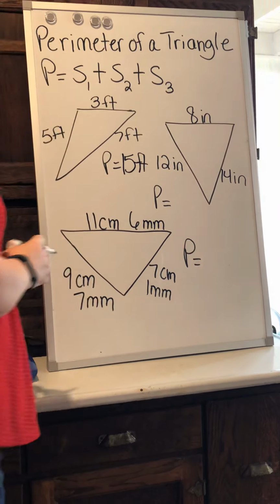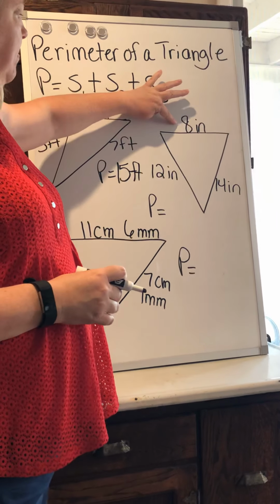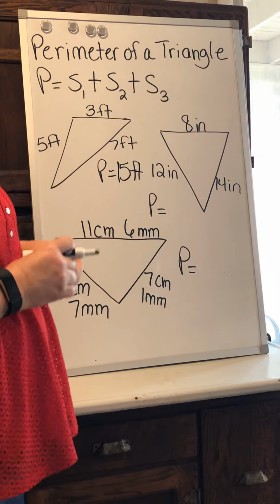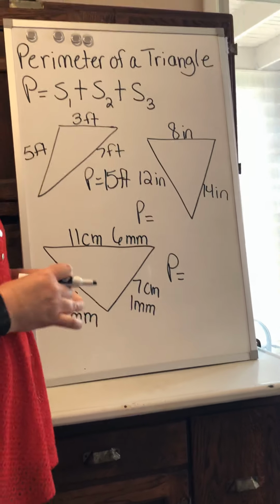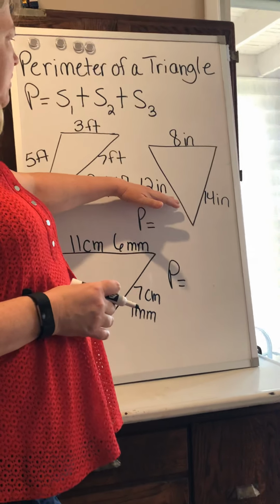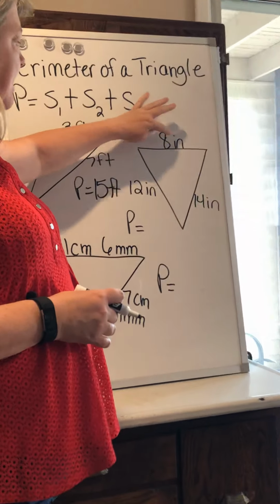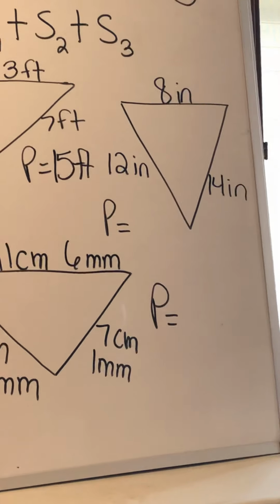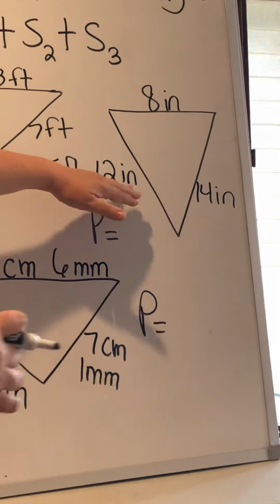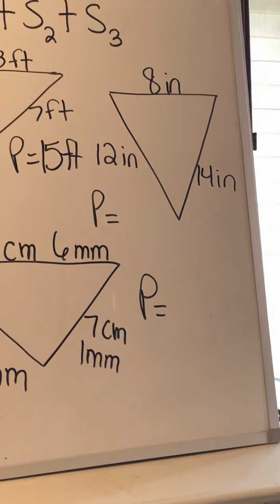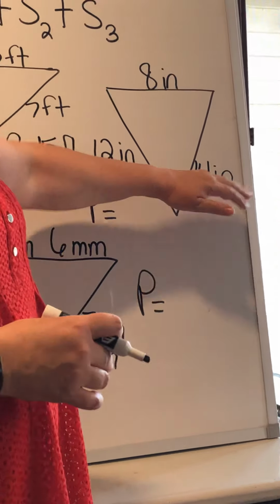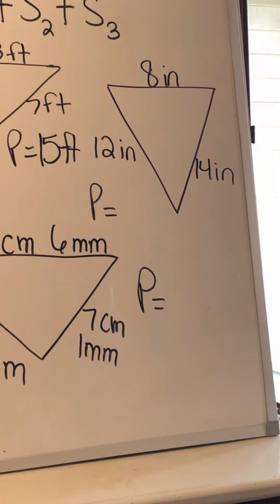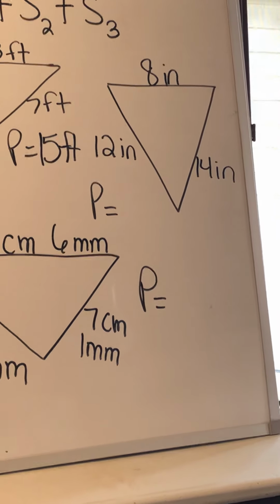Alrighty. So the next one over here, it's an upside down triangle. It's not a perfect triangle, equal on all sides. It's just upside down, with different lengths. One side is 12 inches, another side is 8, and this side is 14. So you're just going to add it all up. 12 plus 8 makes 20. 20 plus 14 inches makes 34 inches.